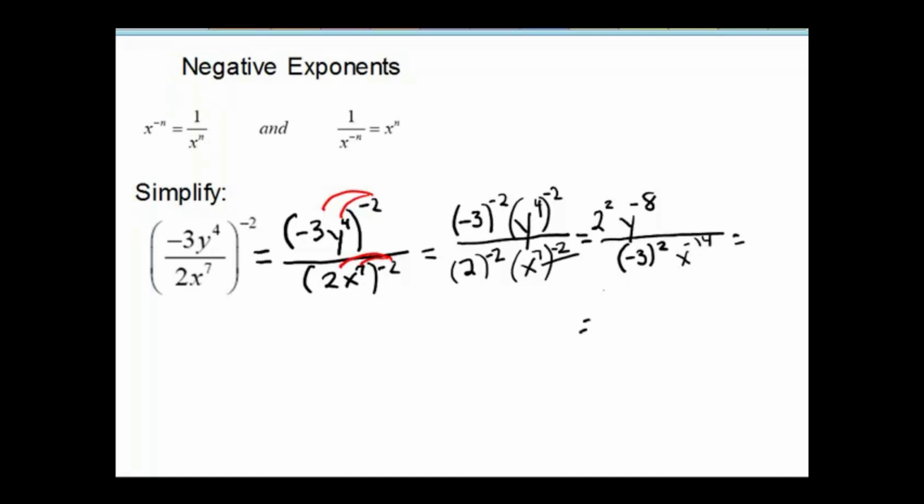And now we'll finish those up. So we have 2 squared gives us 4 on the numerator, and we'll just keep this one for a minute. On the denominator, negative 3 squared gives us a 9, and we still have the x. And then the x and the y are going to switch places because they both have a negative exponent. So my x is going up, gets a positive 14, and my y is going down. So it doesn't matter if you use this approach or if you use the first one, which actually moves the entire parentheses for that outside exponent.